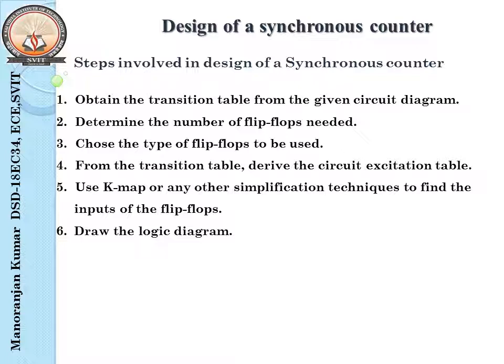After writing the transition table, we'll write the excitation table, and I'll tell you how to write it. After writing the excitation table, we should find the expressions for the flip-flop inputs using the K-map. After finding the input expressions, we can write the logic diagram. This is the main thing. These are mainly 6 steps for designing any synchronous counter.